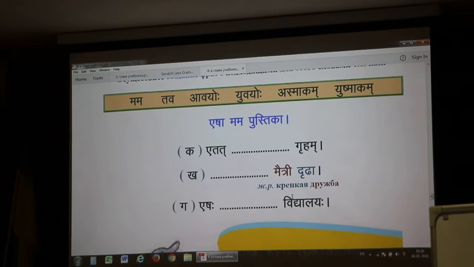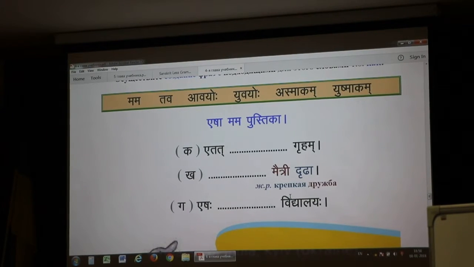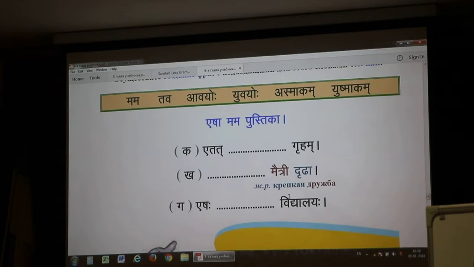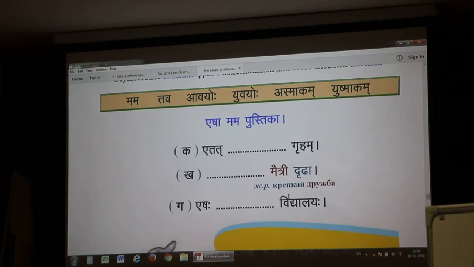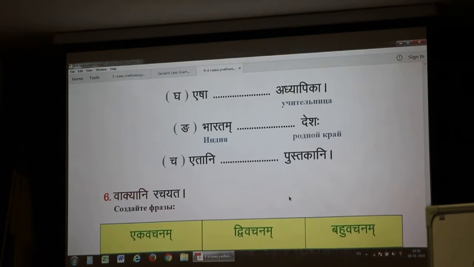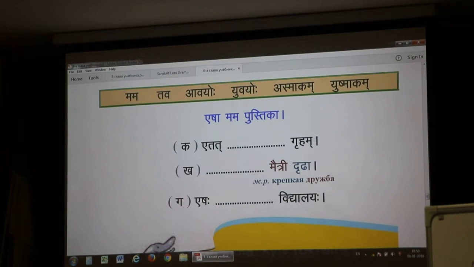Etat Tava Griham. Mama, they have already used Esha Mama Pustika. I think so. I don't know whether it can be Mama, it can be Tava. Etat Tava Griham. I have a feeling that they have already used Mama. It can be Mama, it can be Tava. Okay. Next one. Can you try?